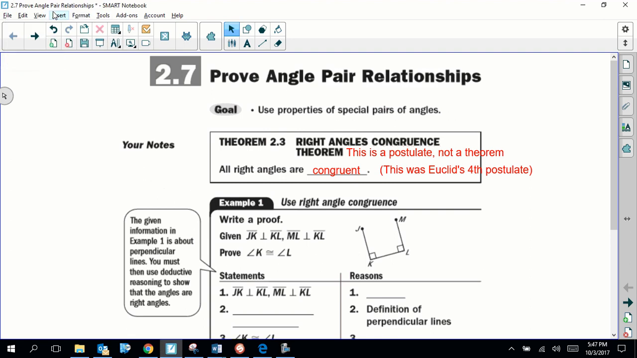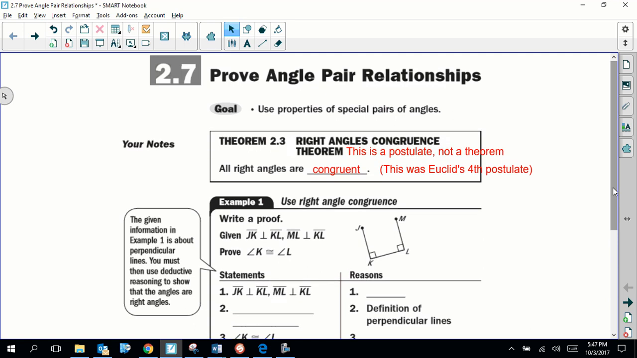Hey everybody, this is Mr. Piercy, and in this video what we're going to be looking at is how we're going to use two-column proofs to show or to prove relationships within angles, like linear pairs, vertical pairs, complementary pairs, supplementary pairs, things like that. Taking a look at the first theorem here.